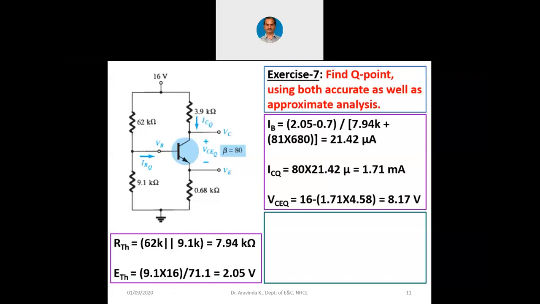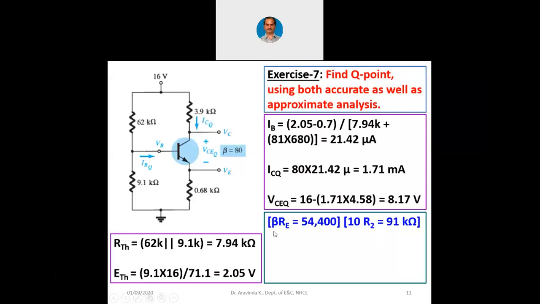Now let me solve this using approximate analysis. Approximate analysis is really very easy. How? Simply find out VE. But first let us see whether the condition is matching. Beta into RE must be greater than or equal to 10 R2. Is it matching? Let us see. Beta into RE: beta is 80, RE is 0.68 kilo ohms or 680 ohms.